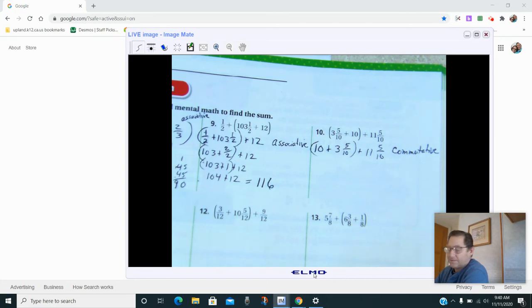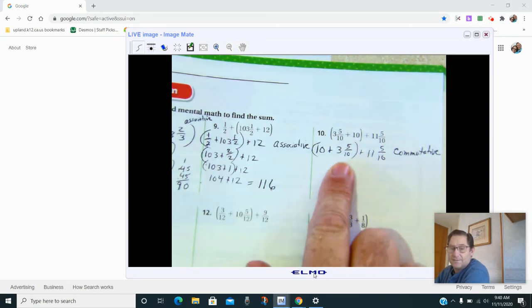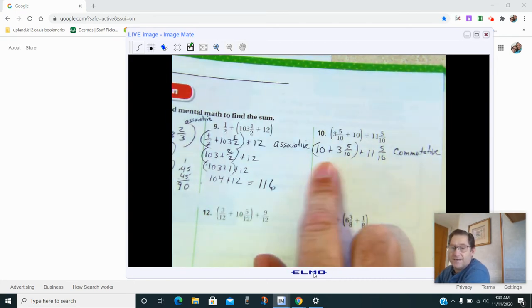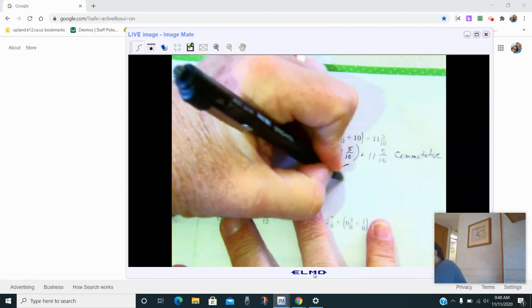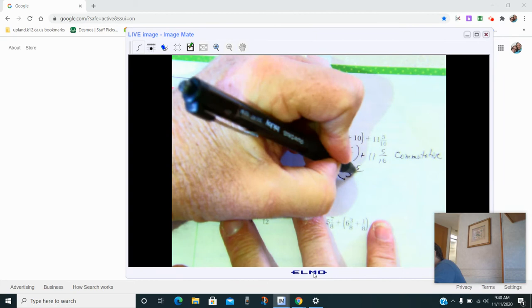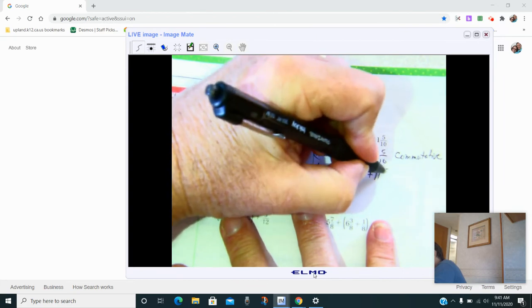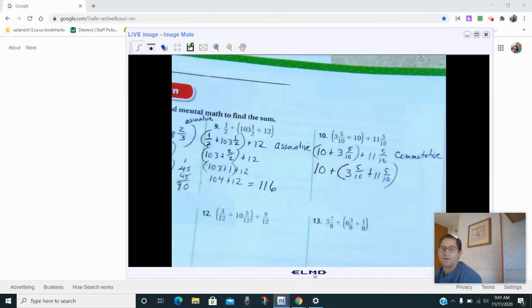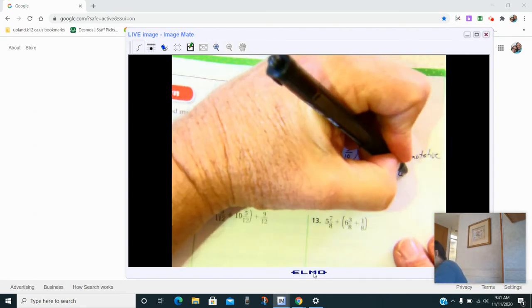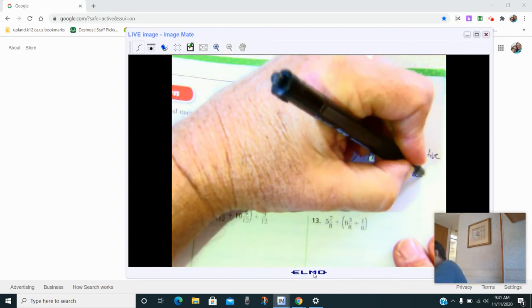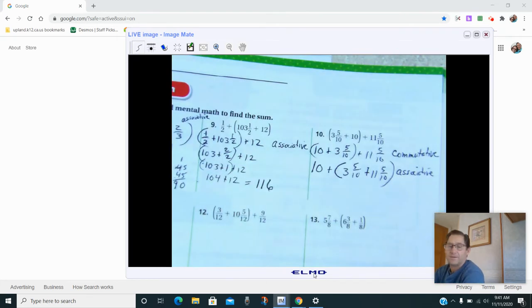Now I want to change the grouping so that the 5/10 and the 5/10 can be added together. So I'm going to separate the 10 out. I'm going to go 3 and 5/10 plus 11 and 5/10. The property that allows us to group them differently is the associative property of addition.